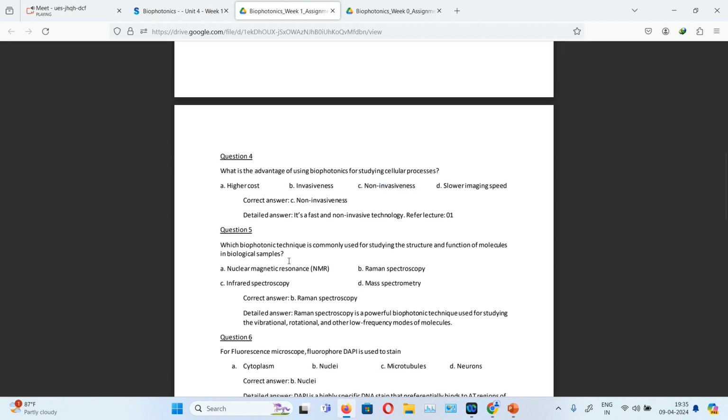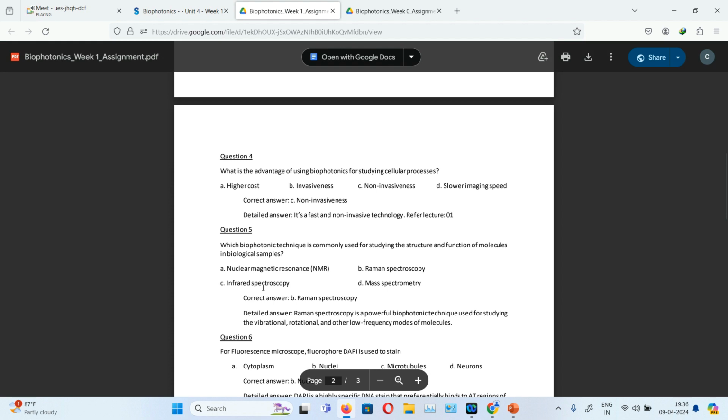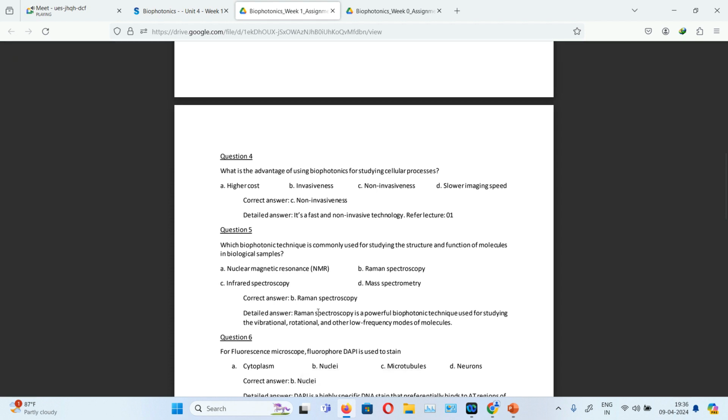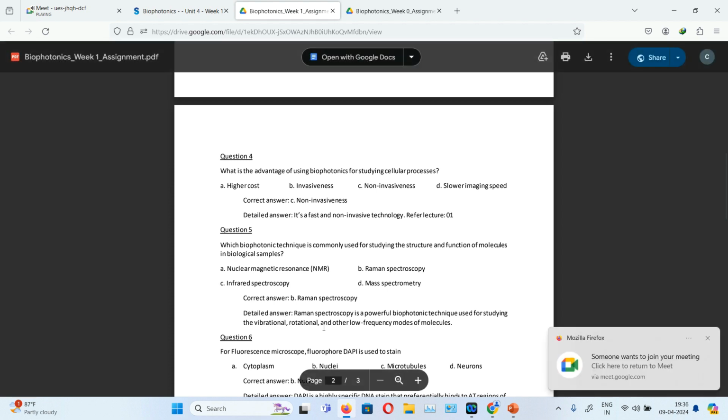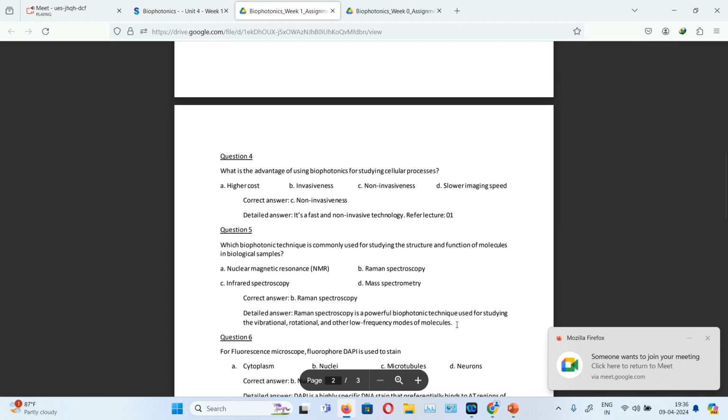So question 5. Which of the biophotonic techniques is commonly used for studying the structure and function of molecules in biological samples? Nuclear magnetic resonance is not a biophotonics technique, so there is no photonics at all. Mass spectrometry, there are no photons. Infrared spectrometry. So Raman spectroscopy is the biophotonic technique for studying the vibration of the molecules.